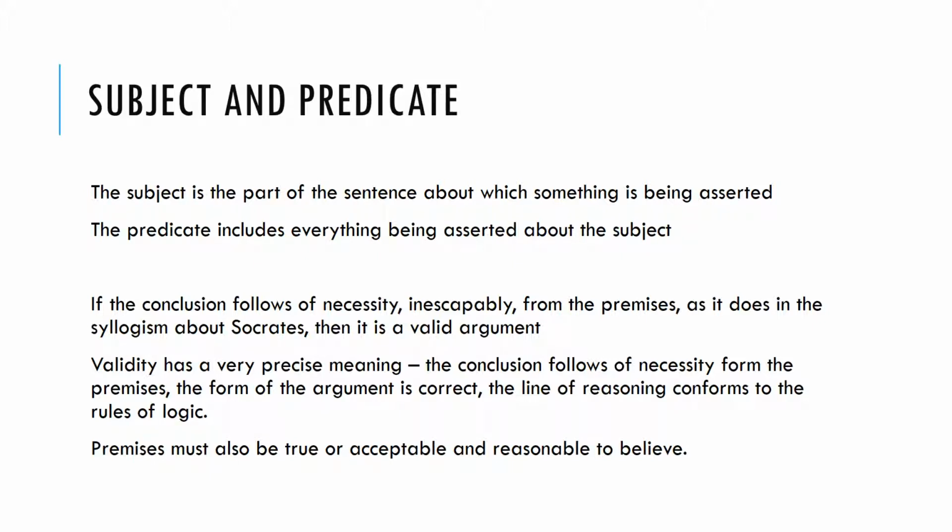We can break down the categorical syllogism into the subject and the predicate parts. The subject is the part of the sentence about which something is being asserted, and the predicate includes everything being asserted about the subject. If the conclusion follows of necessity, inescapably from the premises, as it does in the syllogism about Socrates, then it is a valid argument.